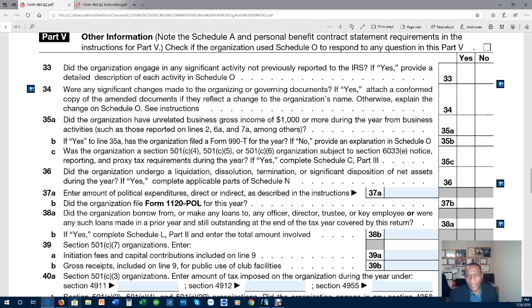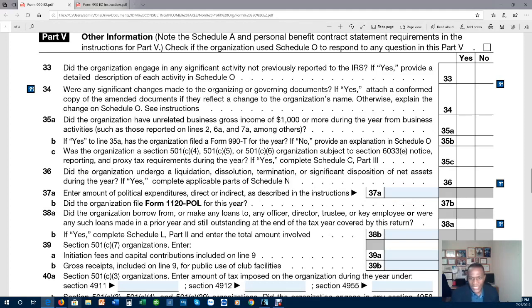If no, provide an explanation on Schedule O in that case. Remember those. You need to provide an explanation. If yes, you don't need to provide an explanation. But on that one, if yes to line 35a, has the organization filed a Form 990-T for the year? If no, provide an explanation on Schedule O.